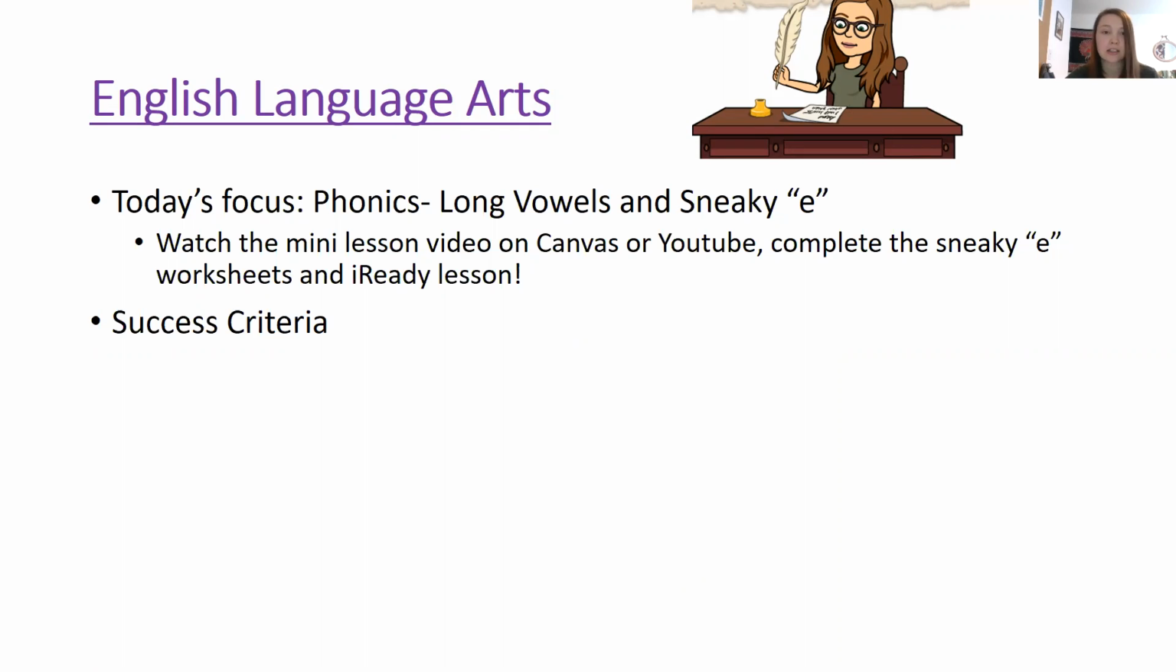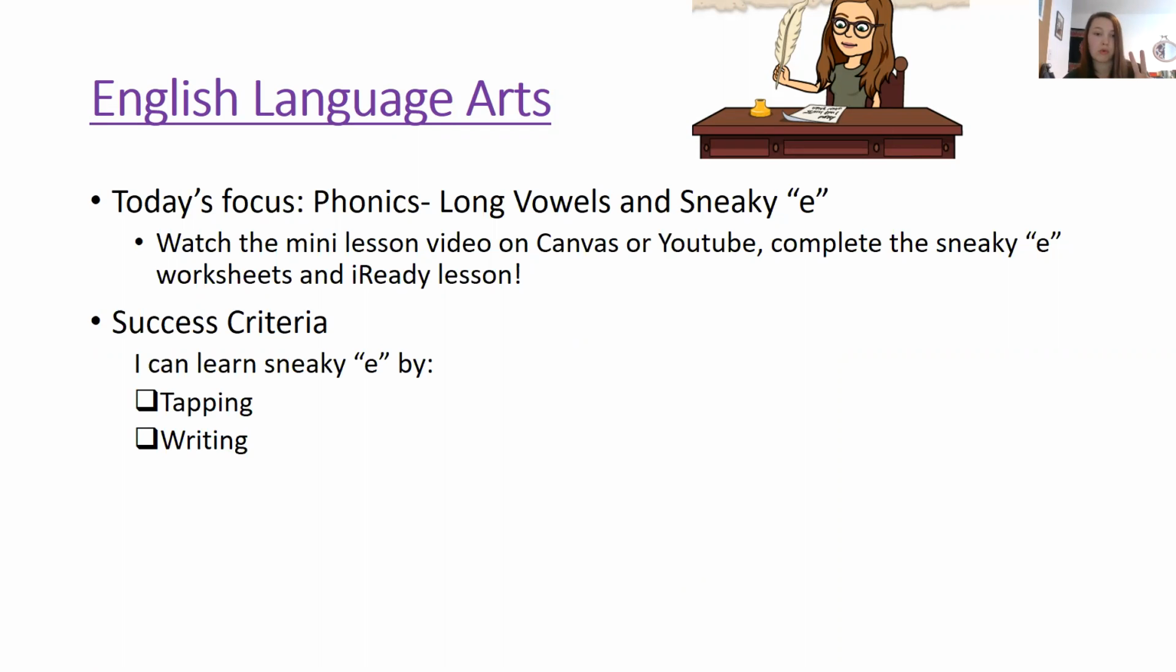The success criteria for today's ELA lesson is I can learn Sneaky E by tapping, writing, and completing the iReady lesson. And we go over in today's video on YouTube how to tap out words with Sneaky E in them and what Sneaky E is. So that video is on Canvas and on YouTube.